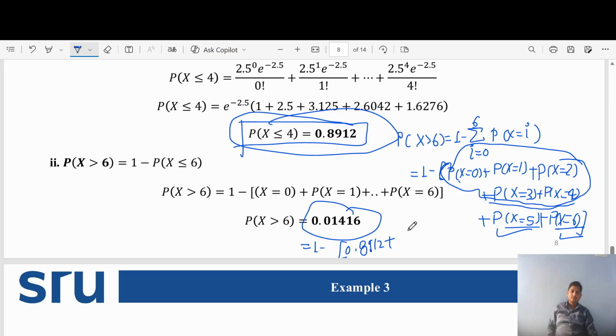So X equal to 5 means e to the power minus 2.5, 2.5 to the power 5 upon 5 factorial, plus e to the power minus 2.5, 2.5 to the power 6 upon 6 factorial. If we solve these things, we get the required answer, 0.014. Okay, so this is the solution.